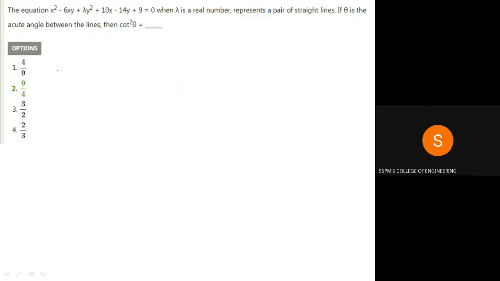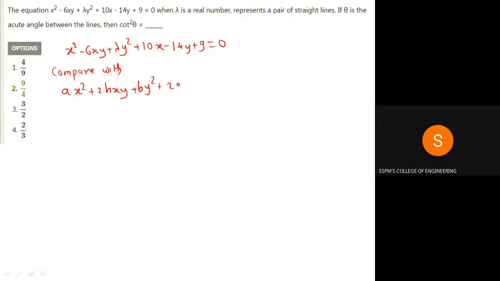Okay. Next example. This one will be our last example. The equation x square minus 6xy plus lambda y square plus 10x minus 14y plus 9 is equal to 0. Now we will compare it with the standard equation ax square plus 2hxy plus by square plus 2gx plus 2fy plus c is equal to 0. The equation is given, when lambda is a real number, to represent a pair of lines. Again, you have to remember this part. This might be the third or fourth example that we will solve in a similar way. It represents a pair of straight lines.